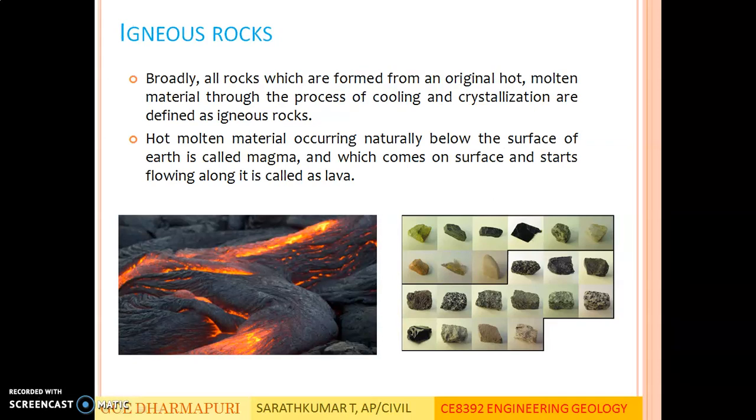So what are igneous rocks? Broadly, all rocks which are formed from an original hot molten material through the process of cooling and crystallization are defined as igneous rocks. Hot molten material occurring naturally below the surface of earth is called magma. When it comes to the surface of the earth, it flows, and is called lava. Some pictorial representations for igneous rocks are shown in the slide.